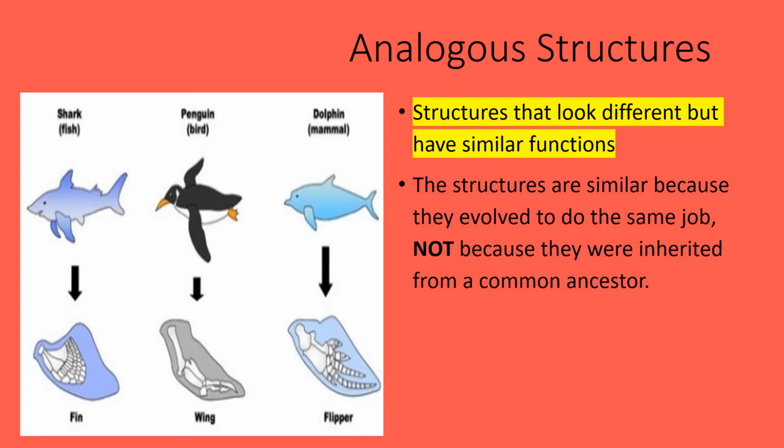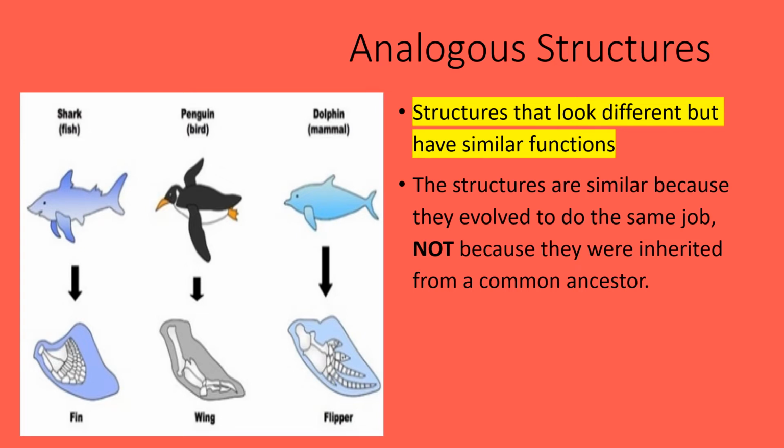Next term is our analogous structures. These are structures that look different but have similar functions. So we have our shark fin, our penguin fin, and our dolphin fin. Obviously all of these things are used to swim. Our shark uses their fin to swim, penguin uses their fin to swim, and a dolphin also uses their flipper to swim. Just because these structures do similar things, that does not mean that they look similar.